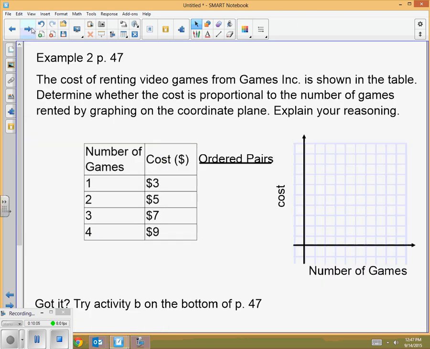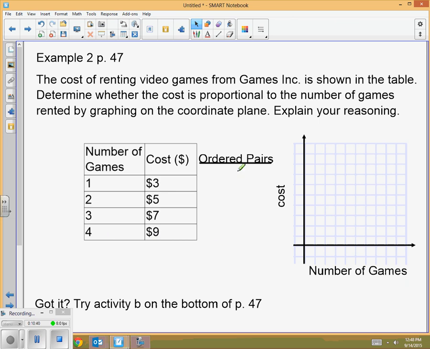Okay, example 2 on page 47. It says the cost of renting video games from Games Incorporated is shown in the table. Determine whether the cost is proportional to the number of games rented by graphing on the coordinate plane. Explain your reasoning. So here they give us a table, and the table represents the video game rental rates. One game costs $3. Two games is $5. Three games cost $7. And 4 games cost $9.